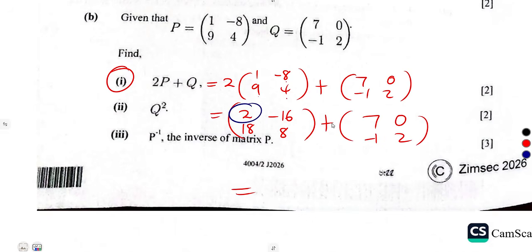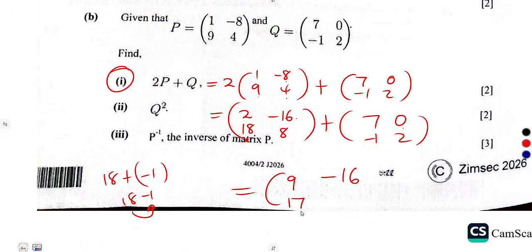Element to element, 2 versus what? 7. So 2 plus 7, that is what? 9. Minus 16 plus 0, that's minus 16. 18 plus minus 1 simply gives us what? 17. 8 plus 2 gives us what? 10. So that is what you're going to have from the given information.